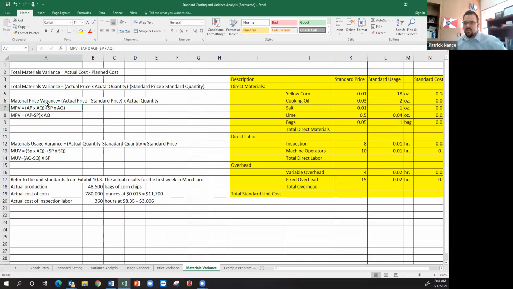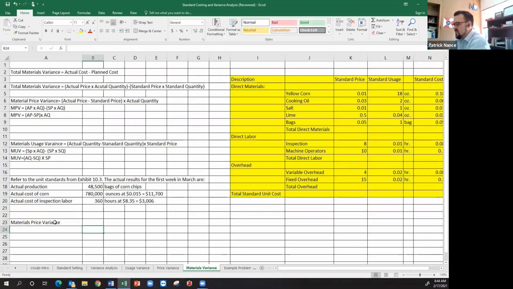There are times when you have to use all four of these, say you don't have a specific actual quantity, where you have to use the whole formula, but most of the time you can break this down by what we call factoring. Because AQ is the same in these two terms, I can simply multiply the entire function: AP minus SP times AQ. So actual price minus standard price times my actual quantity. So let's do a materials price variance.